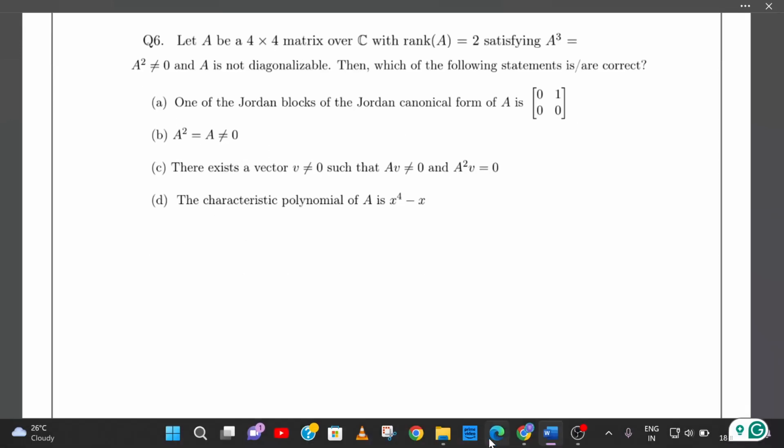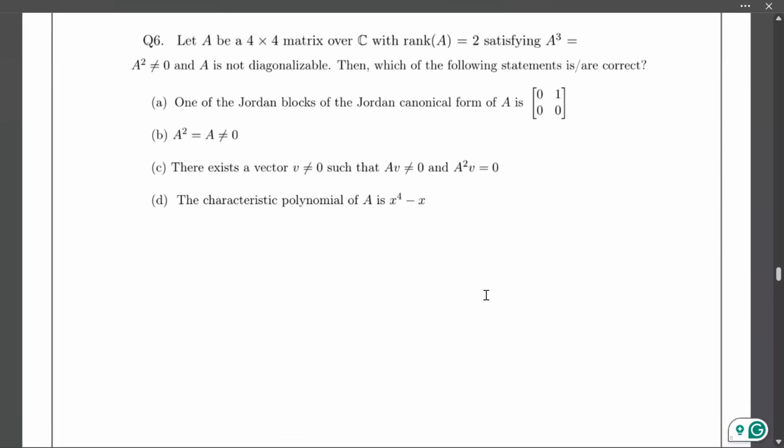Let's see the sixth question. We have enough time right now. Yes. How much time is left? Okay, we have 15 more minutes. We have to solve quickly.